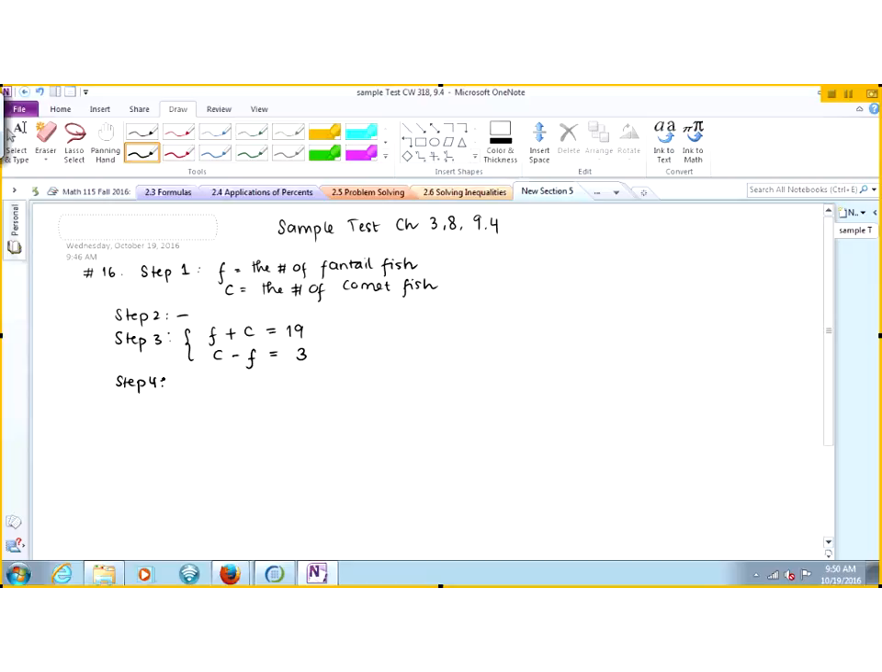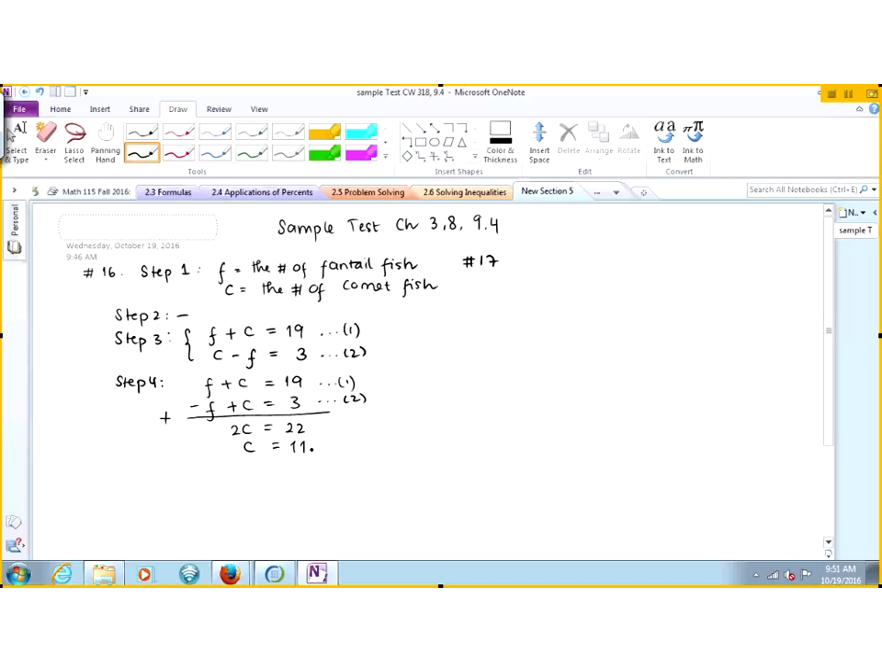Okay. So try solving it and then tell me the answers. And then we will do number 17. So what would you use? Would you use substitution or elimination? Elimination, so you have to arrange them first, right? So you have F plus C is 19, and then negative F plus C is 3, right? So you have to arrange them first, and then you can eliminate. So 2C is equal to 22.